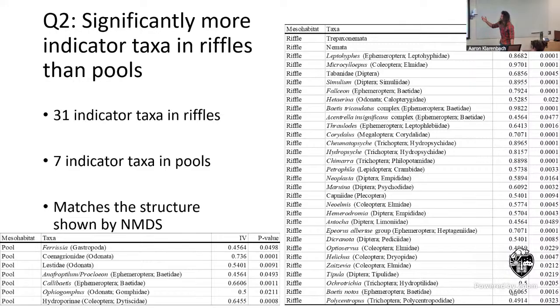We can see from this list, for example, that the loss of riffle habitats through perhaps decreased stream flows would disproportionately affect these taxa, because there are so many of them that are only found there.